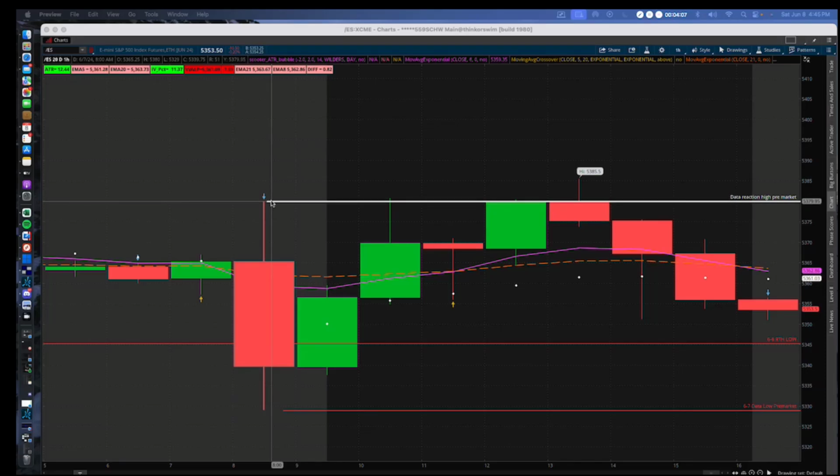Then we're going to want to monitor for continuation. Let's say we look above and come out of this data reaction high: do we get to where the previous all-time high was that was made on Friday? If not, then it's just a lower high. If we make a higher high, then we're on all-time high breakout, blue sky territory.